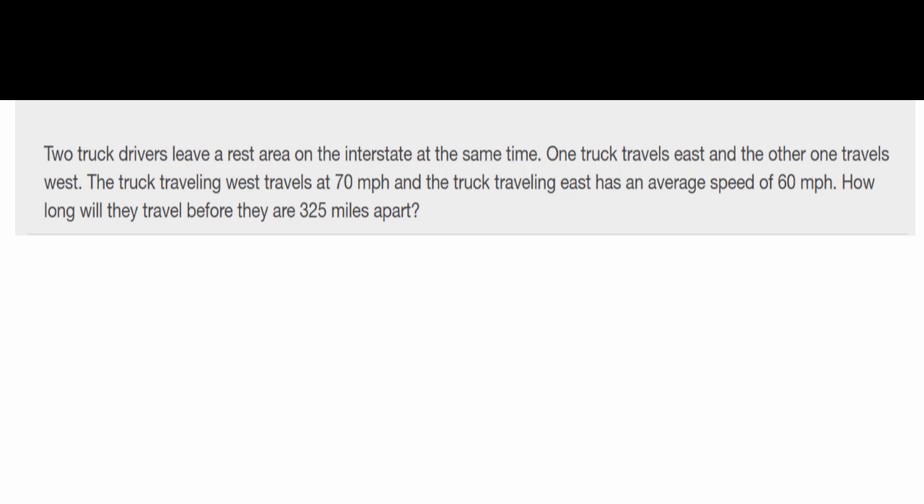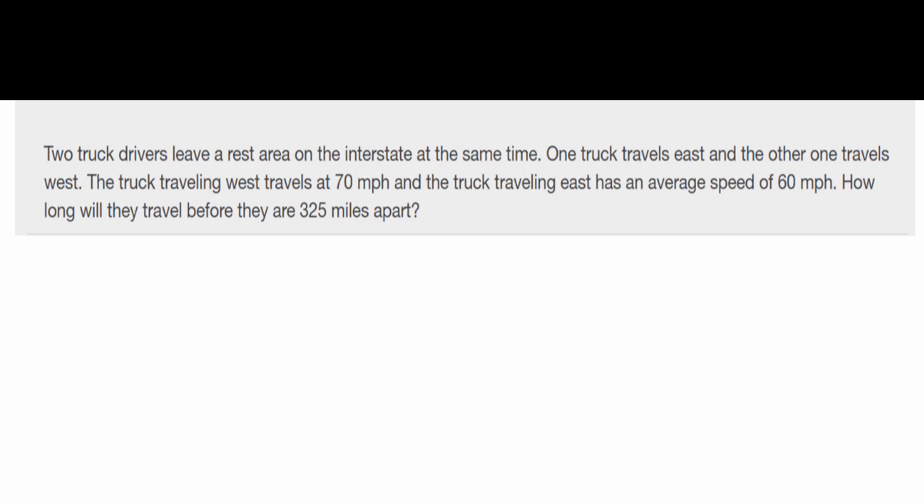So we have two truck drivers leaving a rest area on the interstate at the same time. One truck travels east and the other one travels west. The truck traveling west travels at 70 miles per hour, and the truck traveling east has an average speed of 60 miles per hour. How long will they travel before they are 325 miles apart?